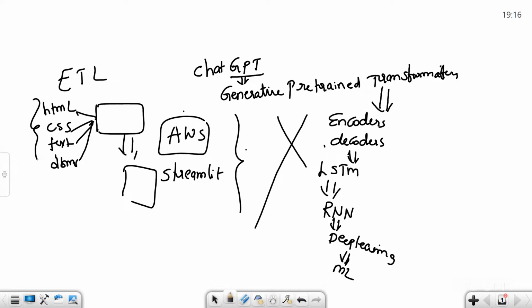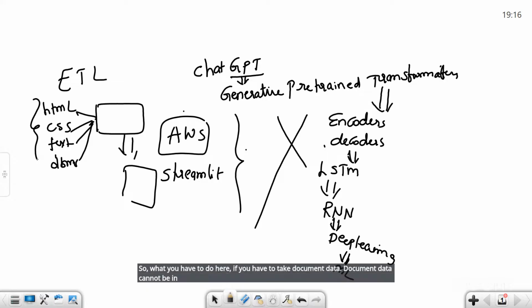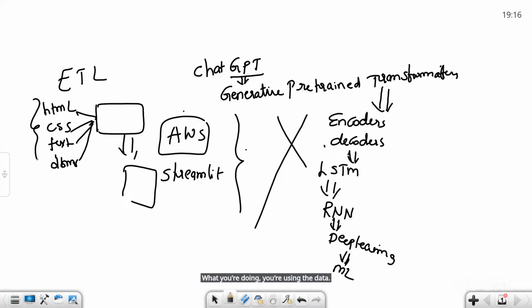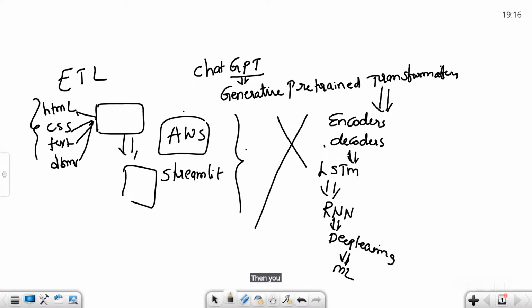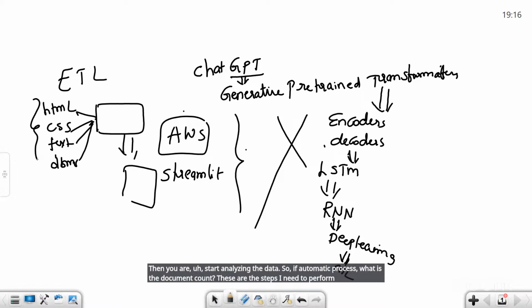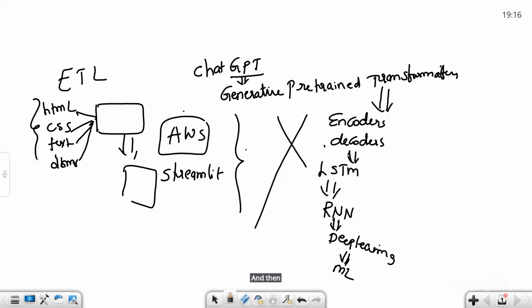Right. So what you have to do here, you have document data. Document data cannot be in an understandable format. So you are cleaning the data. Once you clean the data and make it readily understandable, you start analyzing it. So if you automate the process, whatever document comes, these are the steps I need to perform, step 1, step 2, step 3, and then implement some NLP model in the form of a nice UI. Make sense, Mohan? Yeah, yeah. I hope that's clear, right? Yeah, clear. Yes, please. Next question.